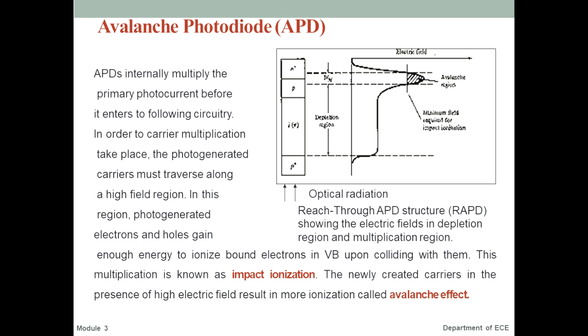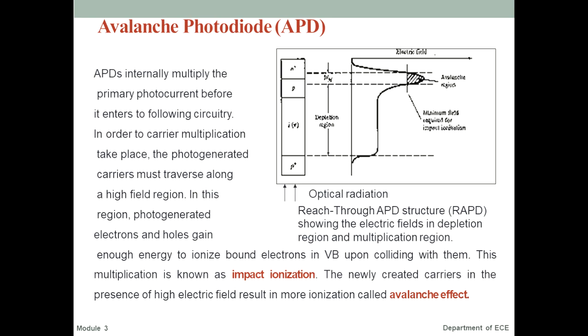Then coming to the APD, APD stands for avalanche photodetector. Here the structure is similar to the pin photodetector. Only thing, here carrier multiplication takes place. That is the main difference. In APD the primary photocurrent is internally multiplied before entering the main circuitry.